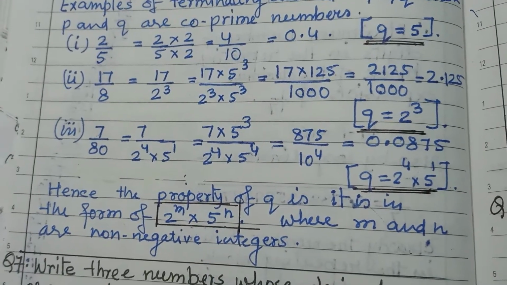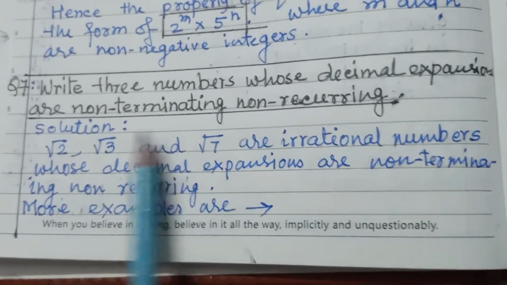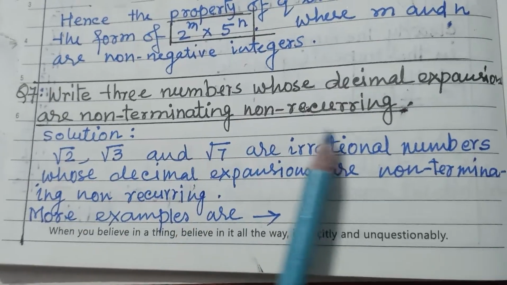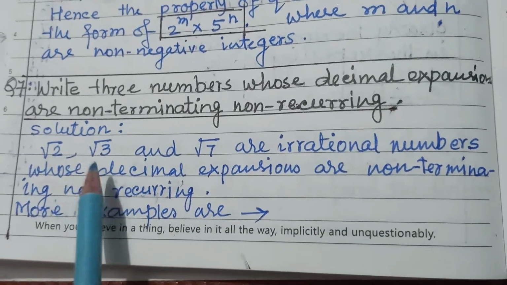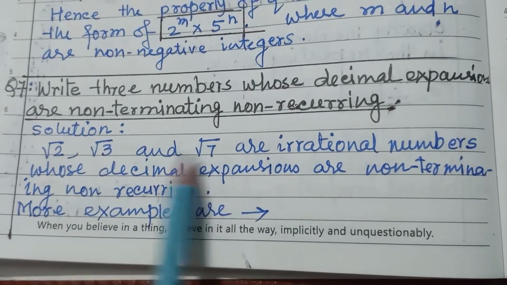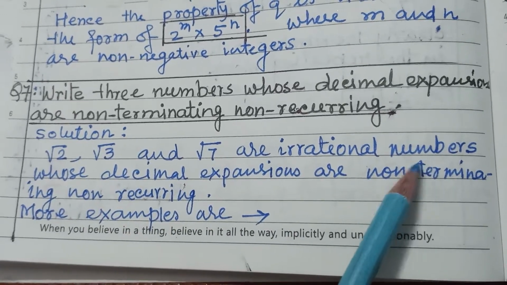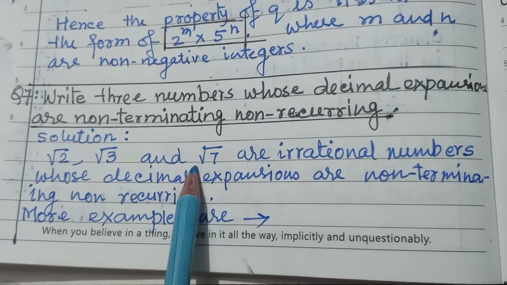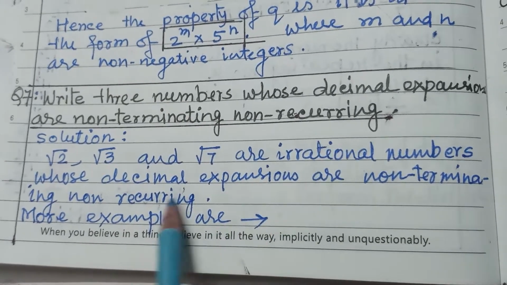Okay. Next, question number 7. Write 3 numbers whose decimal expansions are non-terminating, non-recurring. Non-terminating, non-recurring, that is actually an irrational number. So root 5, root 3, root 7, all the irrational numbers you can write, their decimal expansion is non-terminating and non-recurring.